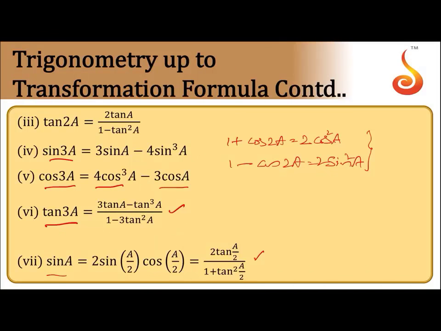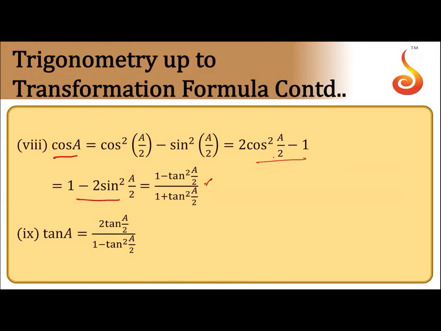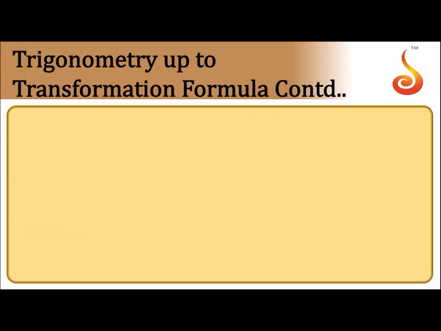In terms of the tan, the same formula you can have as before. So cos A can be written as (1 − tan²(A/2))/(1 + tan²(A/2)). And tan A is equal to 2 tan(A/2)/(1 − tan²(A/2)).